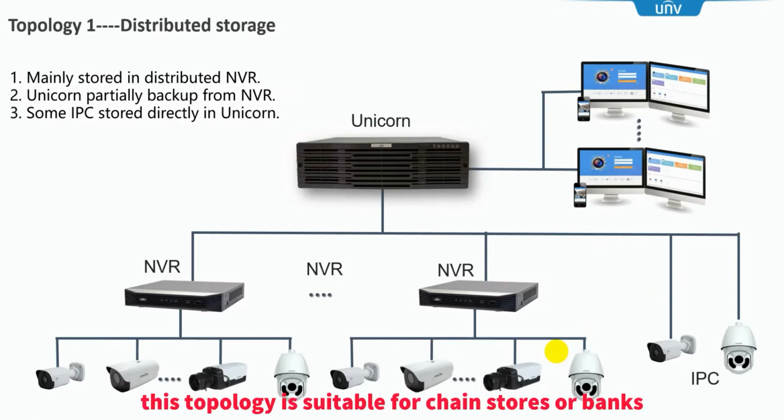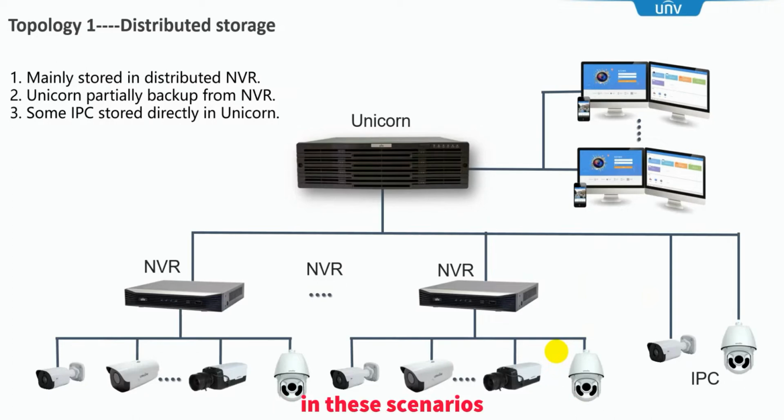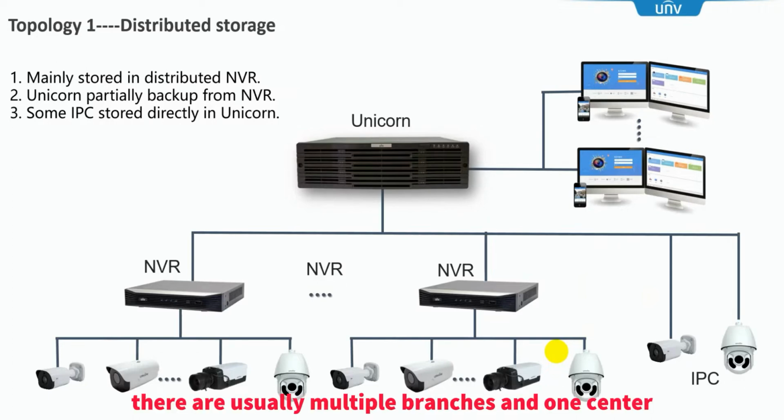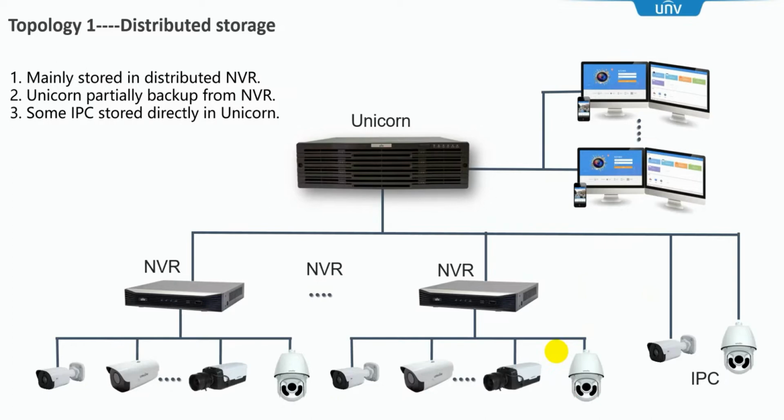This topology is suitable for chain stores or banks. In these scenarios, there are usually multiple branches and one center. We can deploy NVR in branches and Unicorn in headquarters.